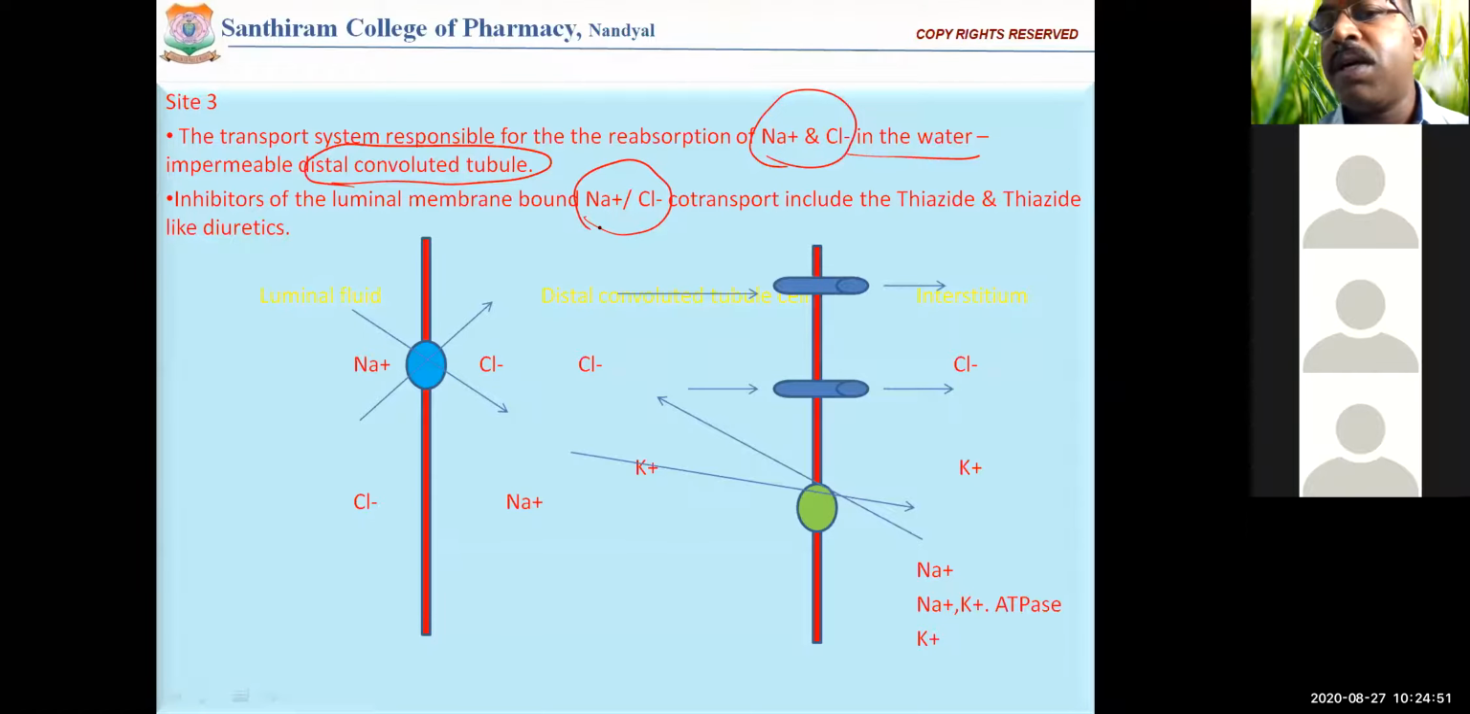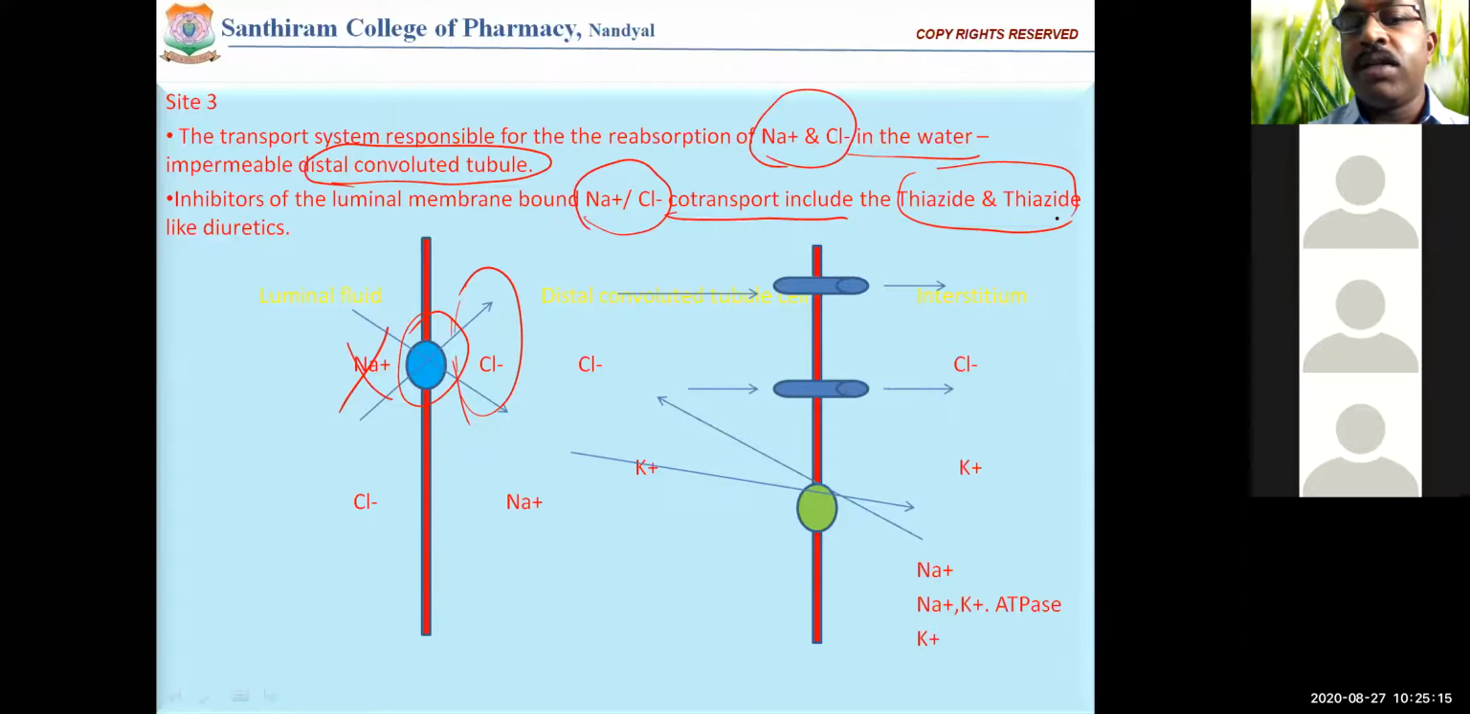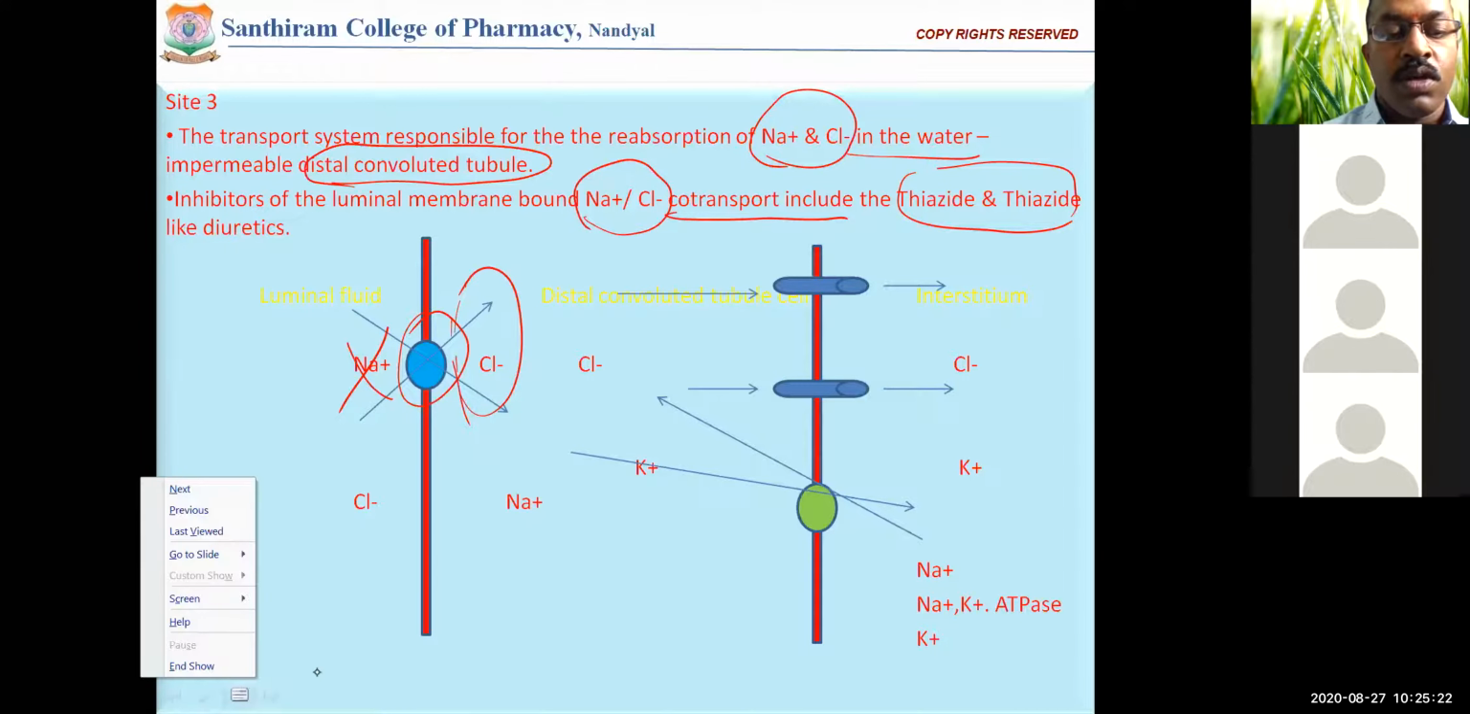There is a Na plus Cl minus co-transport system present. So for every sodium ion, there is one chloride ion being reabsorbed. So if we can prevent the reabsorption process, this is also an active transport system, and it is called a co-transport system. Drugs acting at this site are thiazide and thiazide-like diuretics. They prevent this co-transport system and thereby prevent the reabsorption of water and sodium ions.